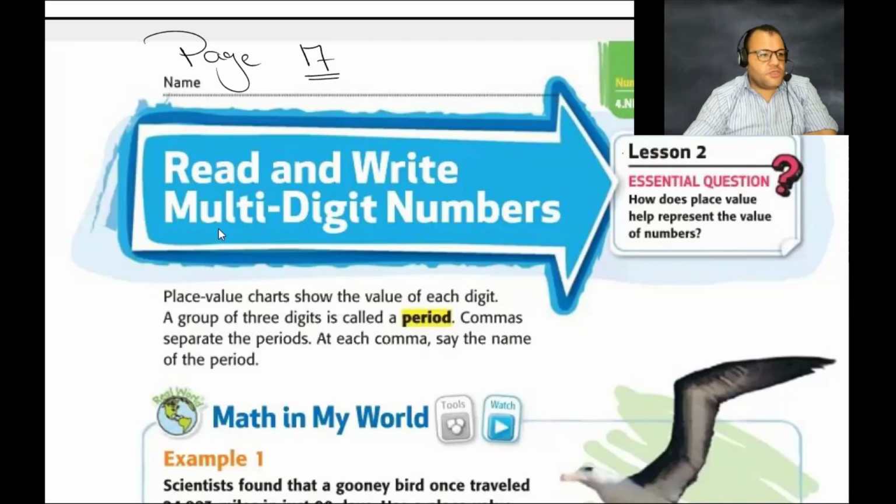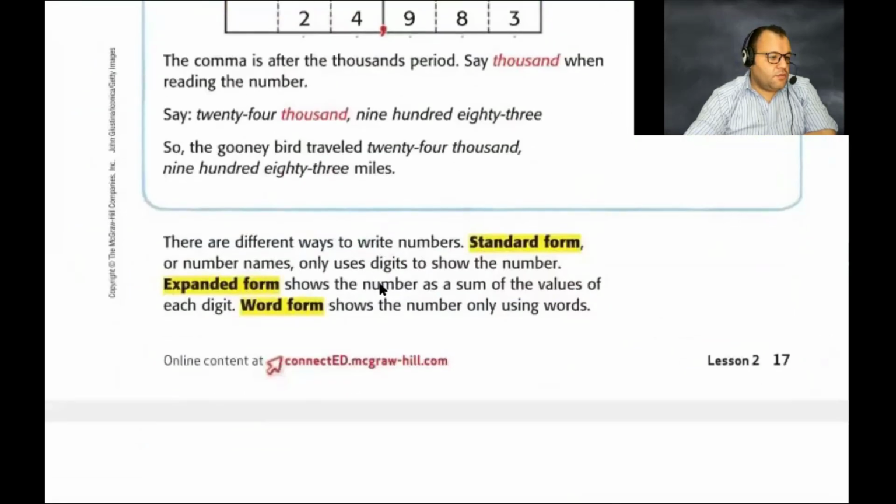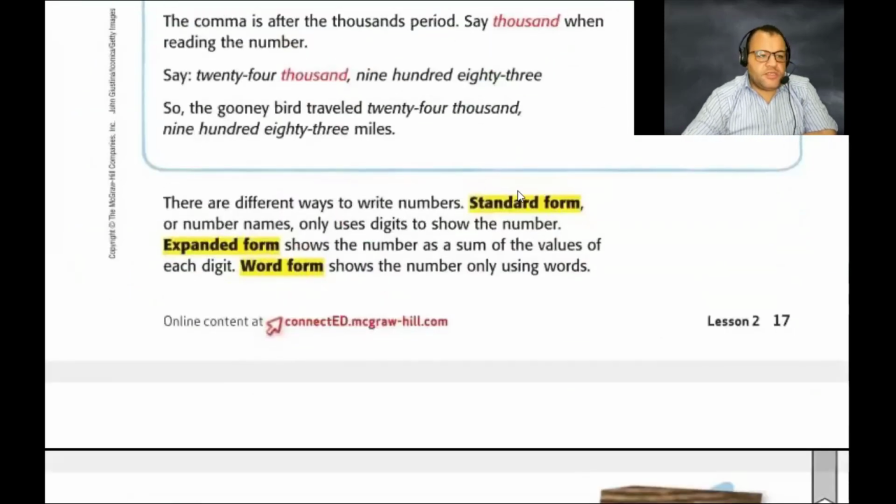So we will start solving. There are 3 ways to write the number: the first way is the standard form, the second way is the expanded form, and the third way is the word form. Just wait, I opened it for Taki.